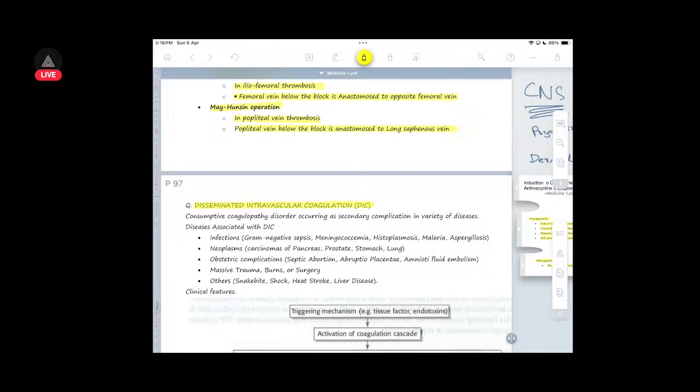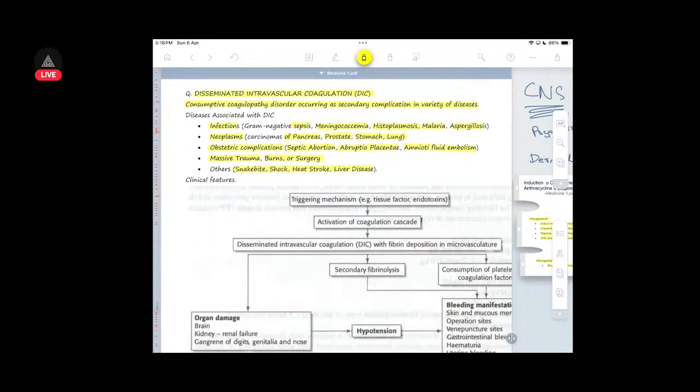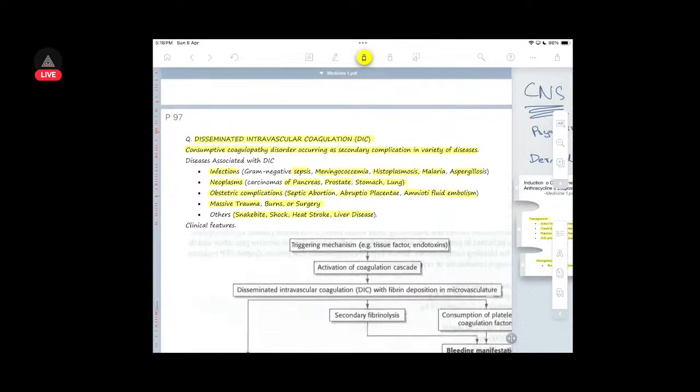Then you have disseminated intravascular coagulation. It is a consumptive coagulopathy disorder occurring as a secondary complication in some diseases, like infections such as sepsis, meningococcemia, histoplasmosis, malaria, aspergillosis. It can be neoplasm of pancreas, prostate, stomach, lung. Obstetric complications also can be there: septic abortion, abruptio placentae, amniotic fluid embolism, massive trauma, burns or surgery, snake bite, shock, heat stroke, liver diseases. All of them will cause DIC.